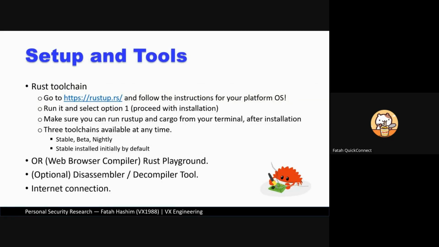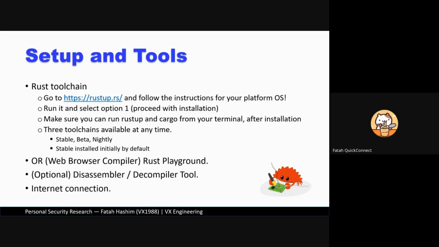Okay, setup and tools. Rust recommends rustup for the Rust toolchain, using it to manage multiple versions of Rust. If you are familiar with Python, you may have used virtual environments to achieve a similar result, where there are different versions of Python on the same machine. This is another great tool created by the Rust team for productivity. So you can go to the following link and follow the instructions for your platform and operating system.